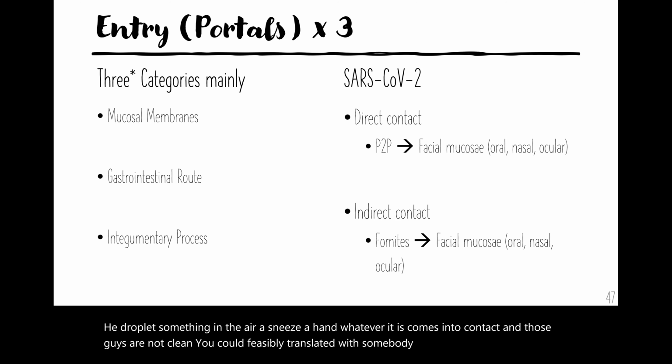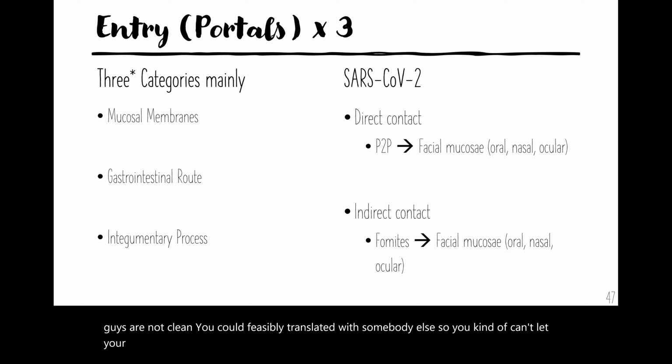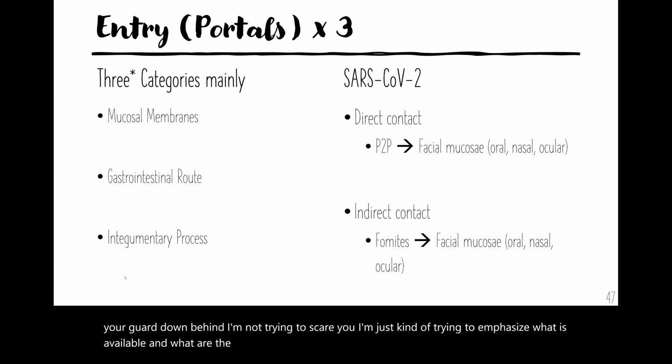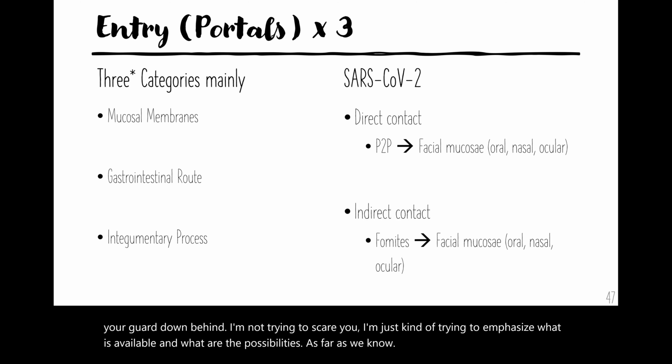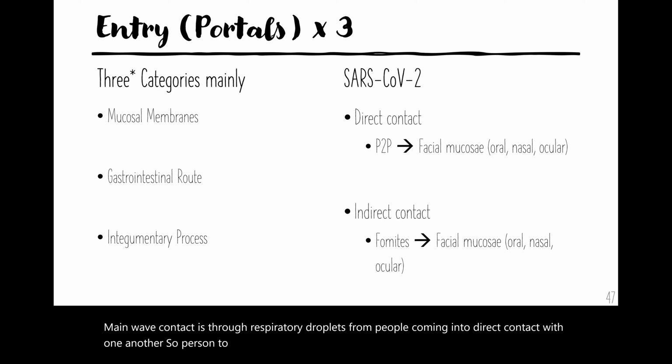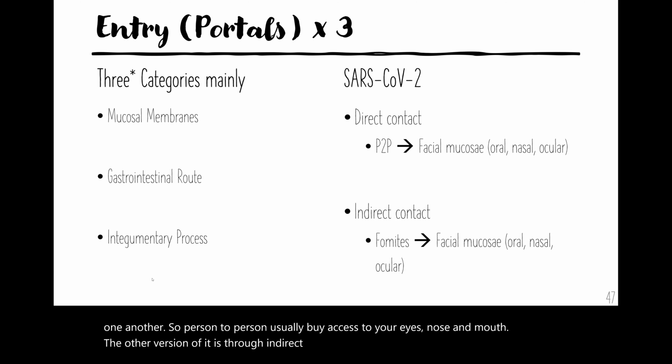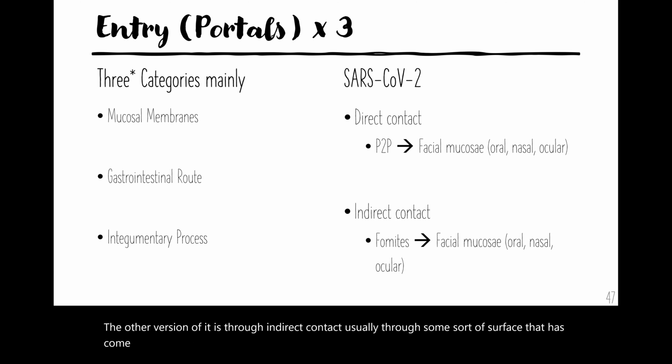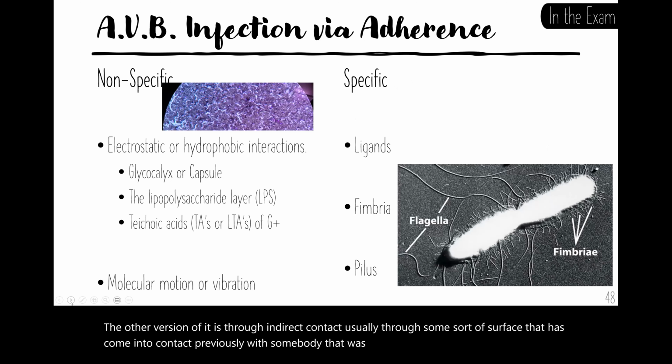So you can't let your guard down. I'm not trying to scare you. I'm just trying to emphasize what is available and what the possibilities are. But as far as we know, the main way of contact is through respiratory droplets from people coming into direct contact with one another, so person to person, usually by access to your eyes, nose, and mouth. The other version of it is through indirect contact, usually through some sort of surface that has previously come into contact with somebody that was infected. So that's that whole story put together.